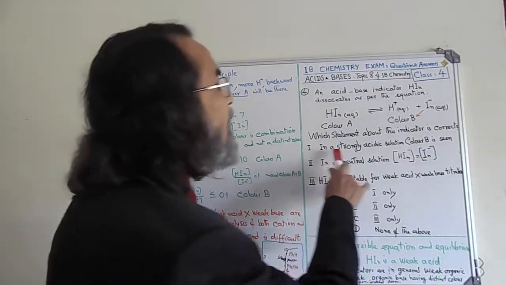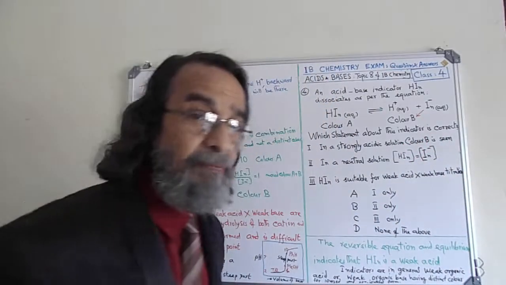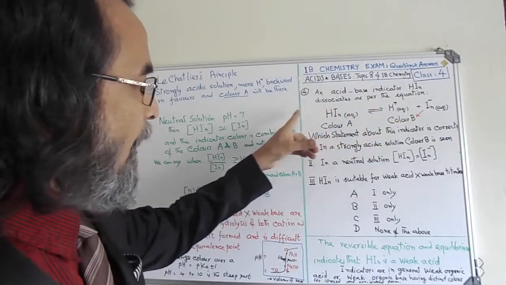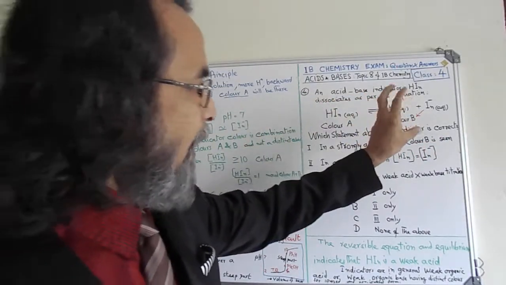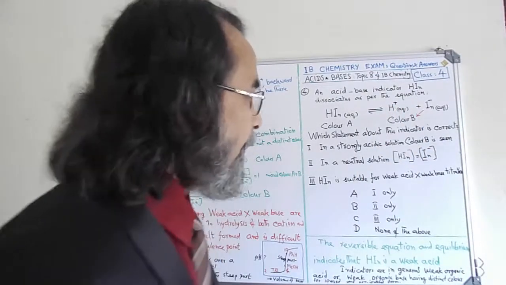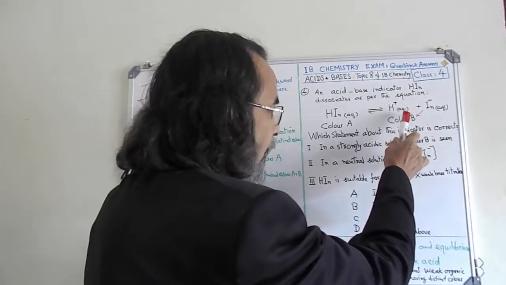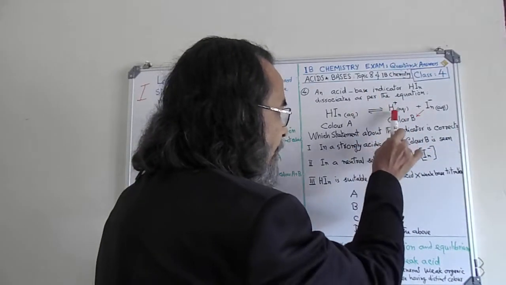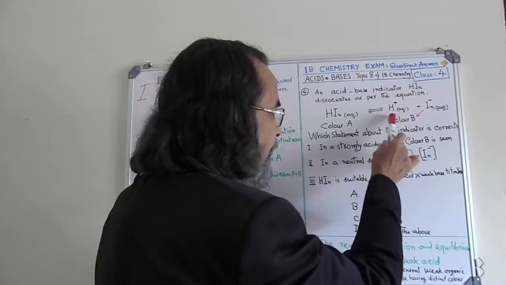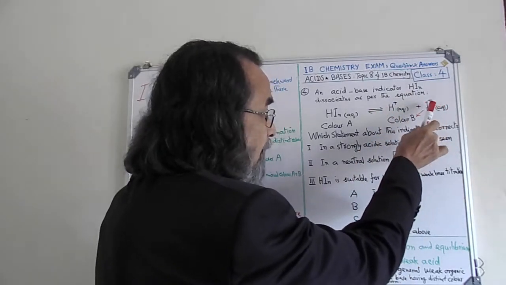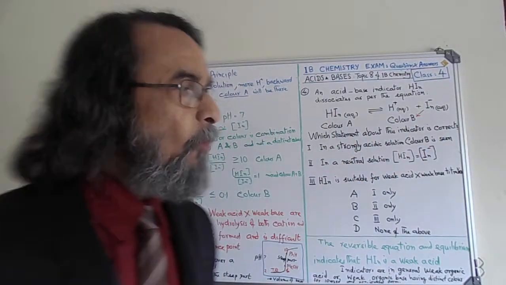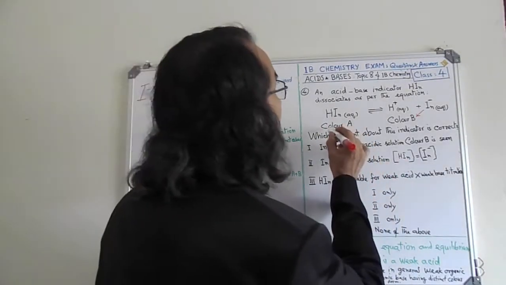So see the statement, in a strongly acidic solution, color B is seen. What do you say about this? In a strongly acidic solution, we are adding more acid, and there is already H+ aqueous here. So what will the system do? If you are adding acid to the system, the system will try to decrease the acid concentration by combination of the conjugate base and the H+. The HIN undissociated molecule will be formed, which has color A.